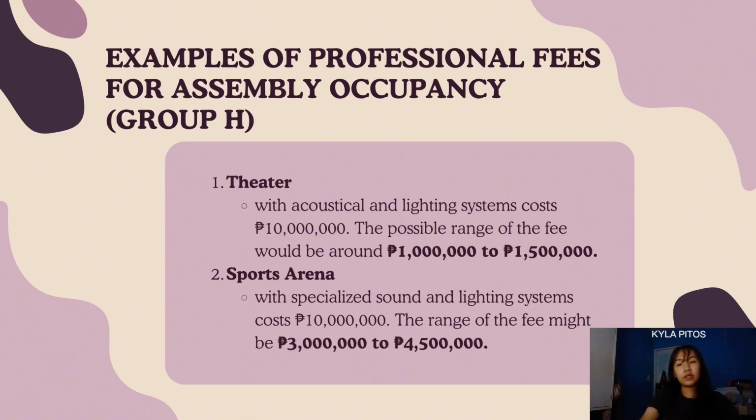So, the examples under the SPP document: the first one is the theater. It includes acoustical and lighting systems which cost around 10 million, and it has a possible fee range of around 1 million to 1.5 million. And the second one is the sports arena, which includes specialized sound and lighting systems that also cost 10 million, and the range of the fee might be 3 to 4.5 million.